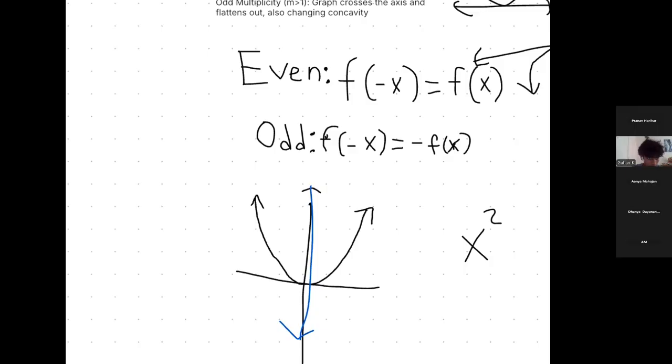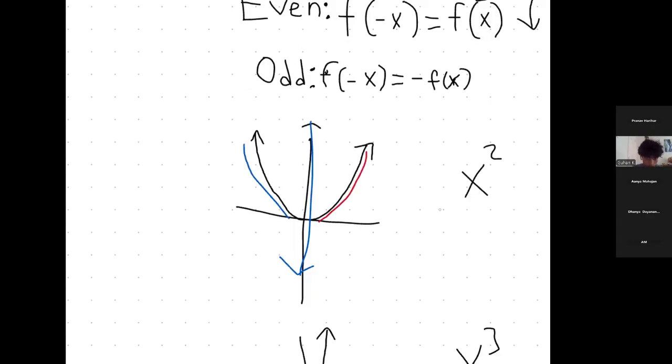I'm going to make this side red and this side blue. Okay? When we reflect this, it's just going to be like this. So the blue side switches sides and the red side switches sides. But it's still the same graph. It's just a side switch. So it looks exactly the same.